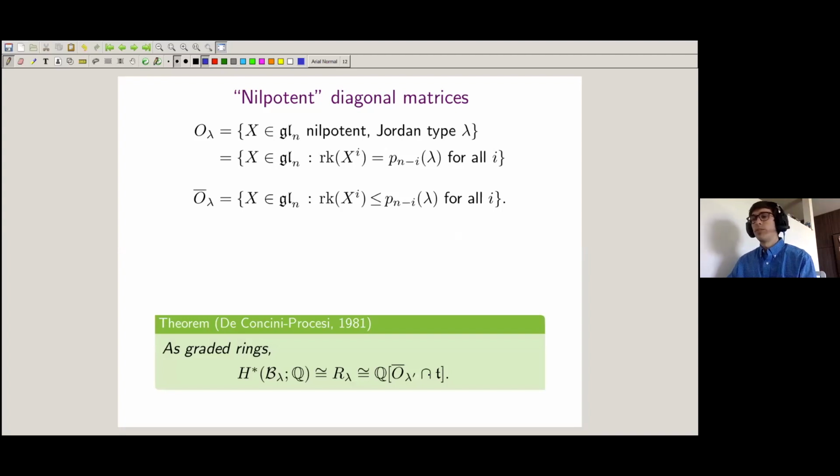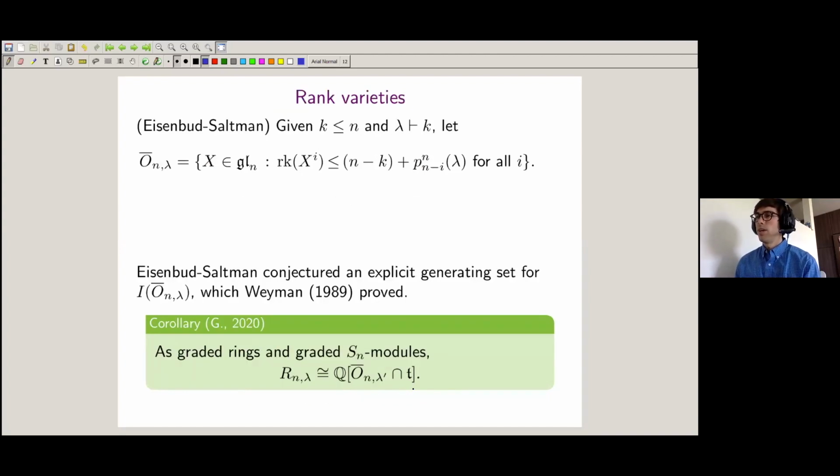This is the previous case for the Springer fibers. It's known that De Concini and Procesi proved that the cohomology ring of a Springer fiber is isomorphic to a certain coordinate ring, where you take some nilpotent orbit closure and you scheme-theoretically intersect with the diagonal matrices.